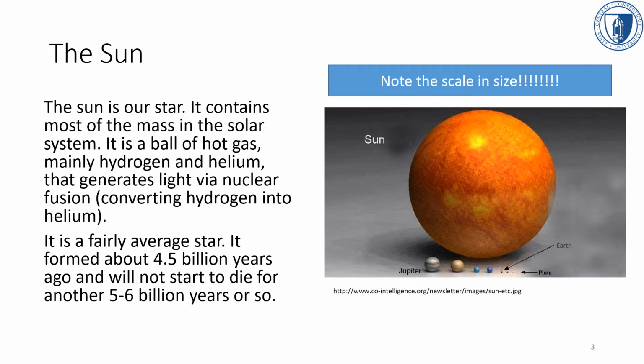Now, the sun is different from the other objects in the solar system, not only in size, which you can see here, but also because it's the only star. More about stars next week. Essentially, a star is a big ball of hydrogen and helium gas that creates its own energy by nuclear reactions, fusing hydrogen into helium. Again, more on that next week. Now, our sun is pretty average as stars go. It's about 4.5 billion years old, and it's going to start to die in about another 5 to 6 billion years. Again, more on that next week.